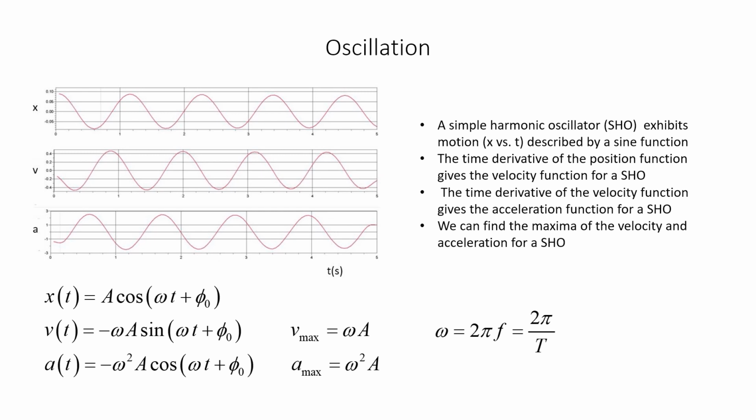Notice where the position function equals 0, the velocity has a maximum or a minimum. That makes sense. When the mass is at equilibrium, it's moving the fastest. Where the position function is a maximum or a minimum, the velocity equals 0. That's where the mass is turning around.